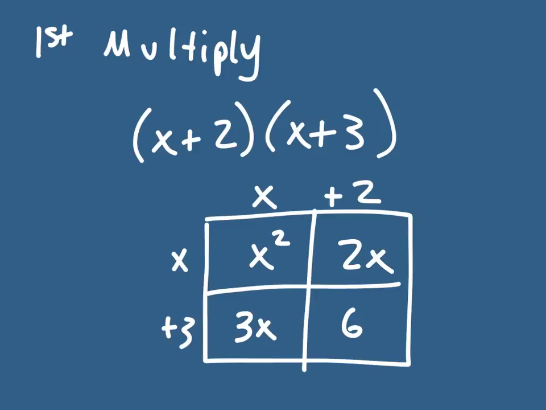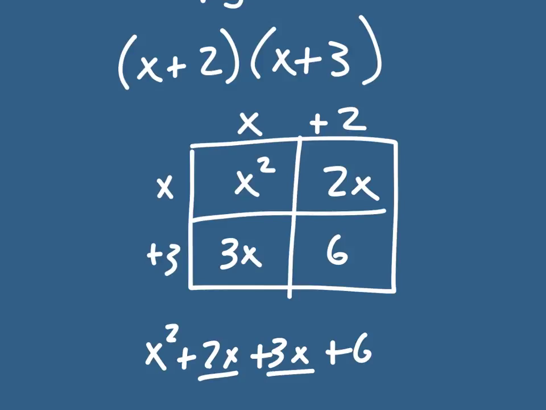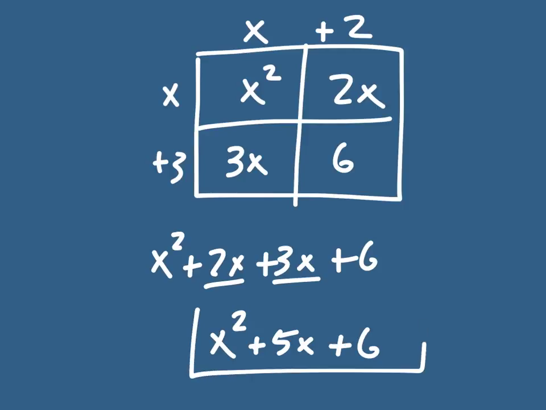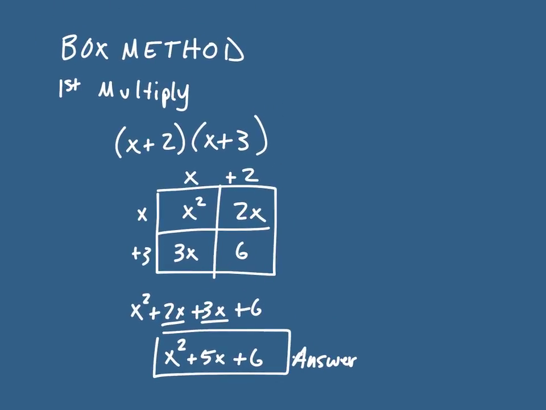Now what I want to do is add up all of the values in these boxes. So I take x squared plus 2x plus 3x plus 6. Then I combine my like terms in the middle, because those both have an x. My final result is x squared plus 5x, since 2x plus 3x is 5x, and then plus 6. This is my answer, this is what I'm looking for. So this is multiplication using the box method.